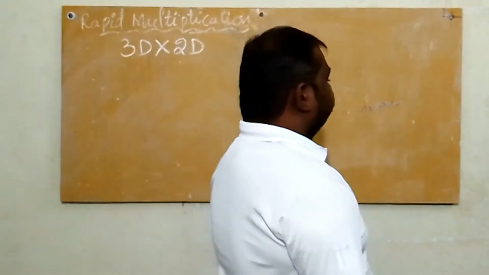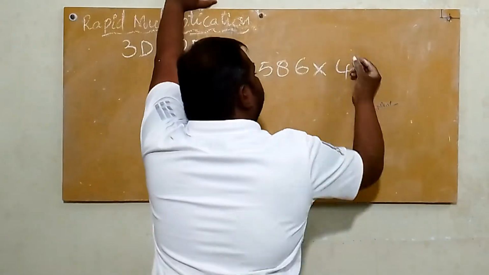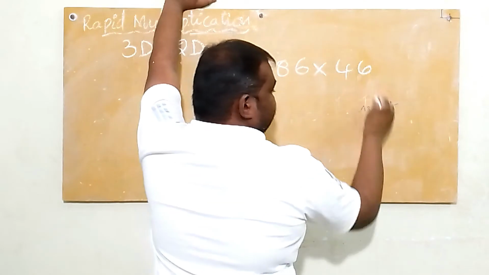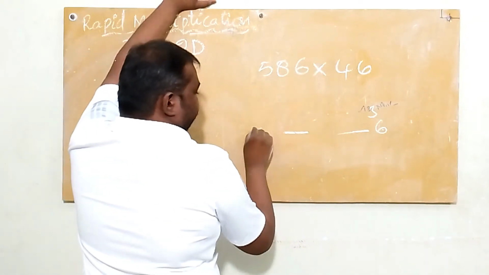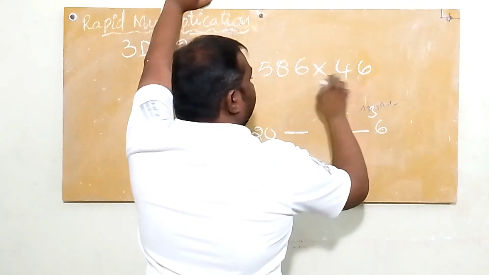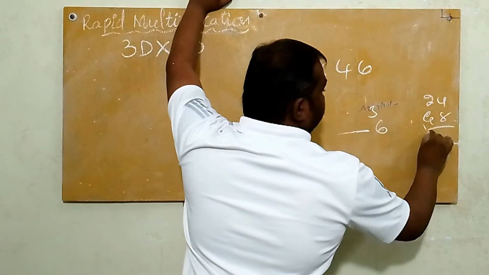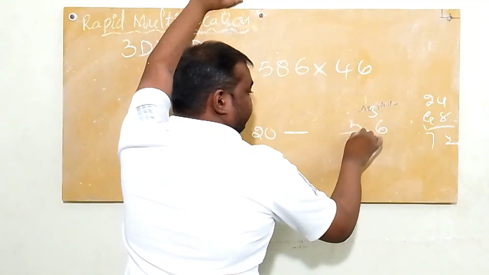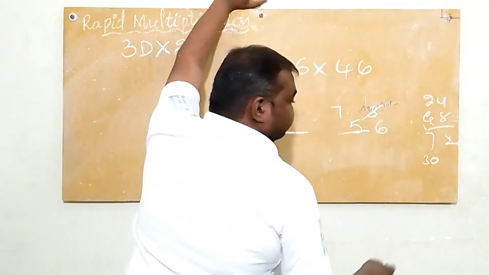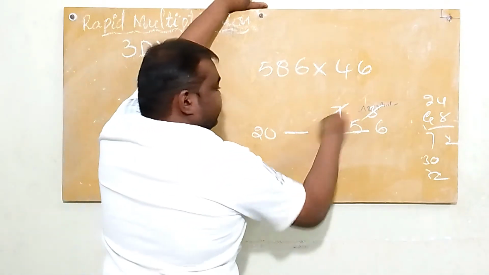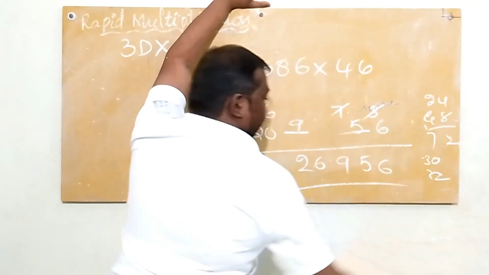And we go with another example. Let us take another one: 586 into 45 or 46, whatever it is. Now 6 times 6 is 36, 6 and 3, 2 gaps, and 5 times 4 is 20. Now, 6 times 4 is 24, 48, 72, 72 plus 3 is 75. And 5 times 6 is 30, 8 times 4 is 32, 62 plus, 769. Now the answer is 65962 is the answer.